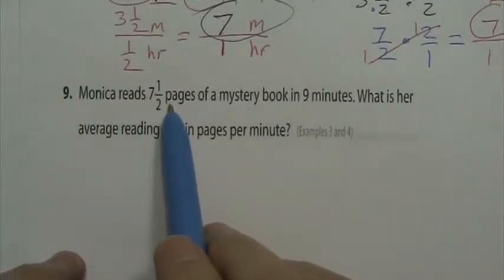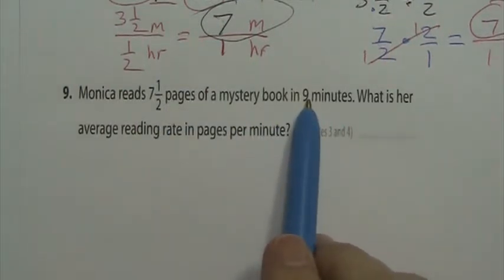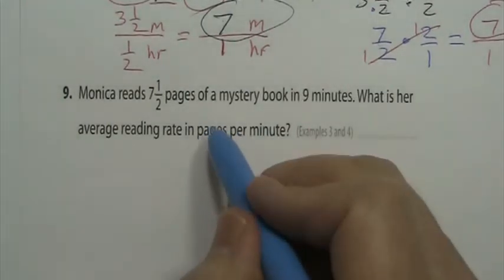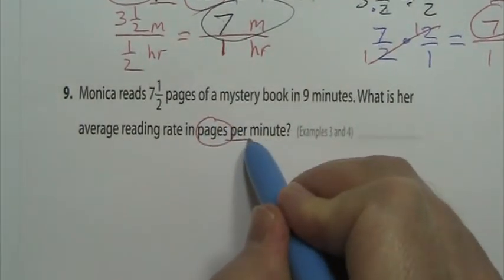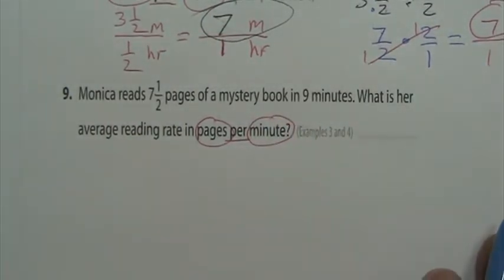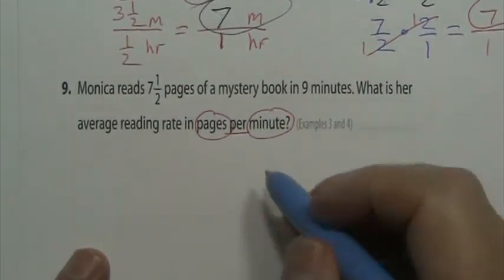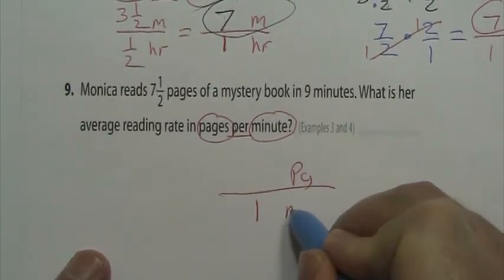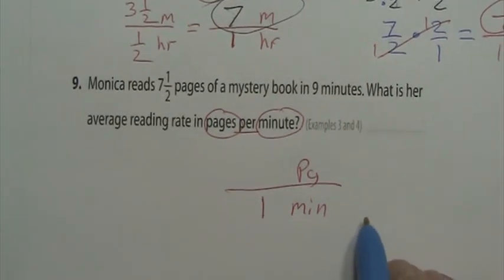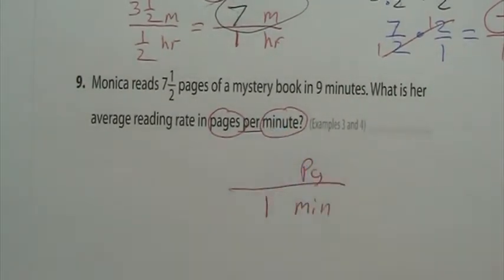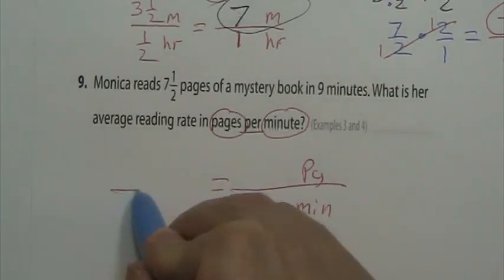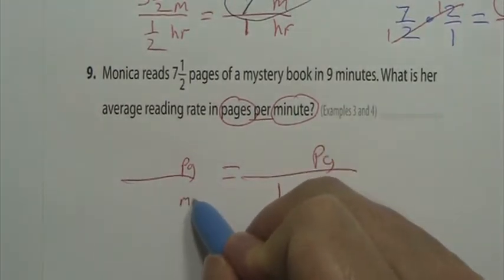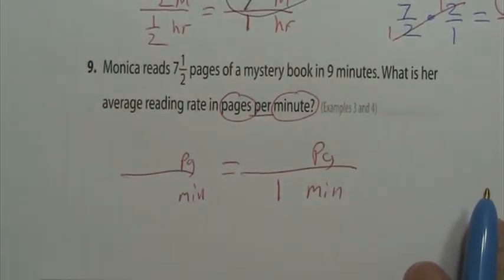Okay, Monica reads 7.5 pages of a mystery book in 9 minutes. What is her average reading rate in, look what it says here, pages per minute. So we want to know how many pages in 1 minute. They don't put the number 1, but they should. Put it per 1 minute. So do you see how it's pages per minute? Pages, minute.